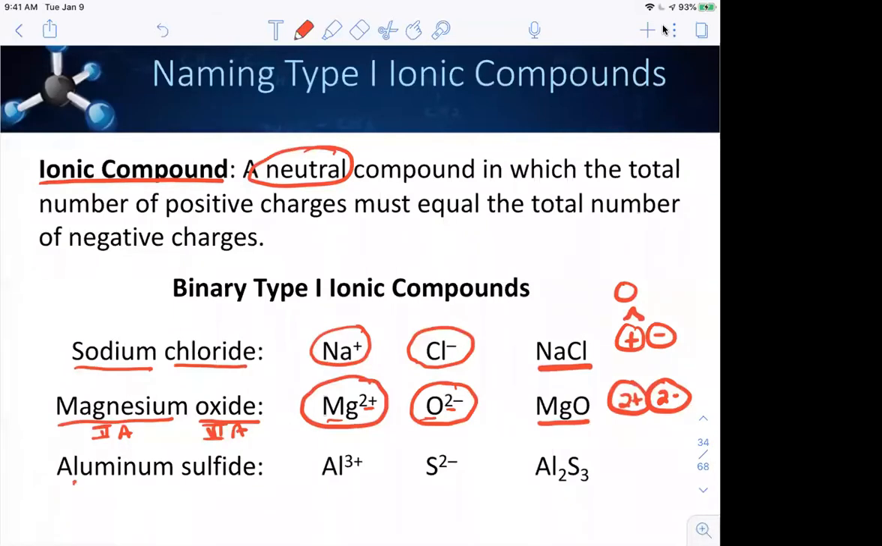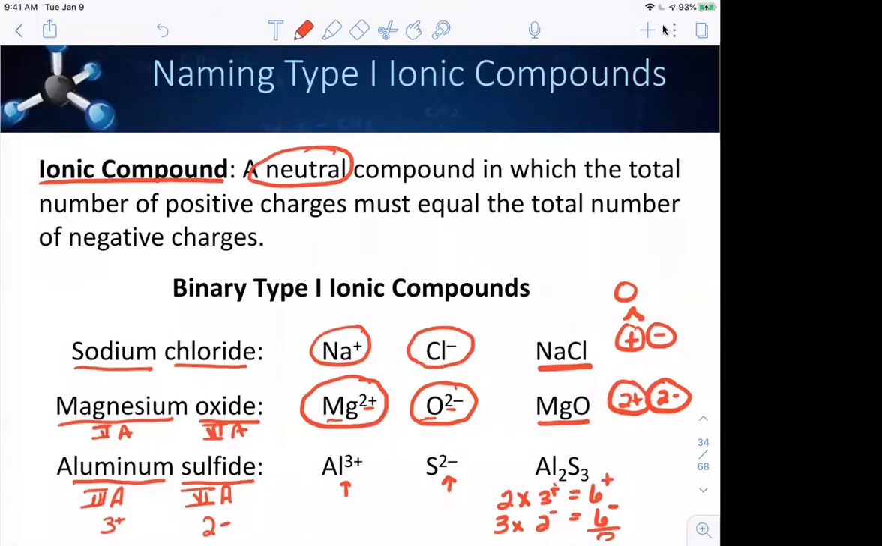Notice when I have aluminum, which is in group 3A, that'll form a 3+ charge. And sulfur, which is in group 6A, will form a 2- charge. So here I have 3+, and here I have 2-. I actually need 2 3 pluses, which will give me 6+. Then I need 3 2 minuses, which will give me 6- to get 0.